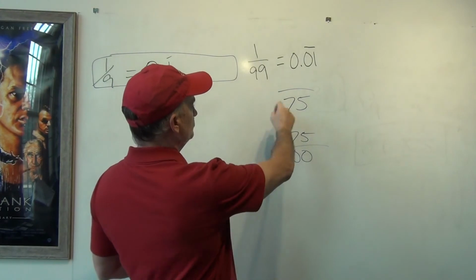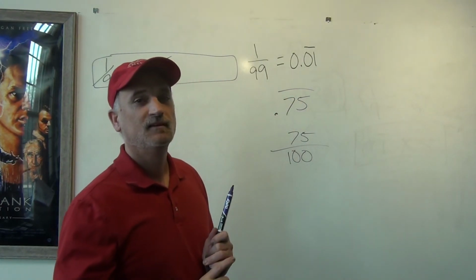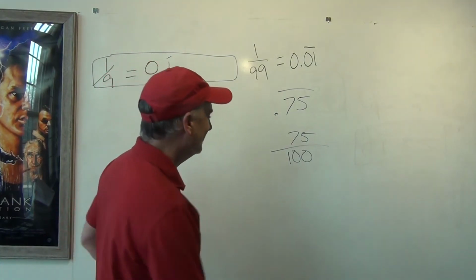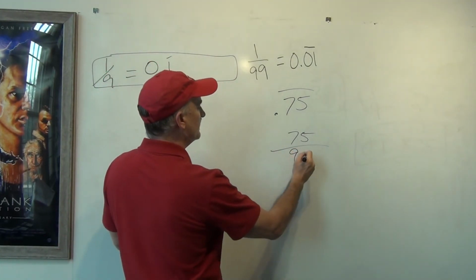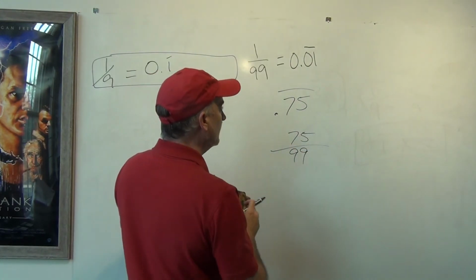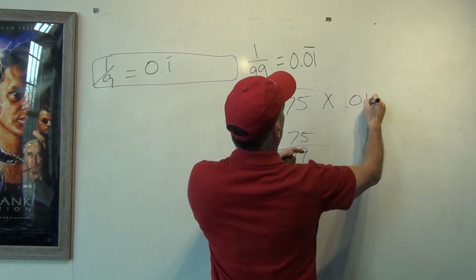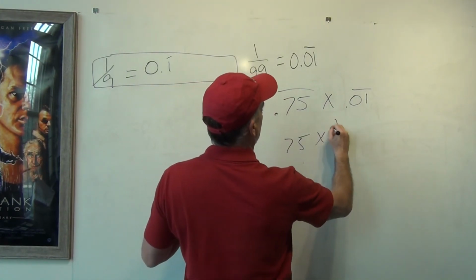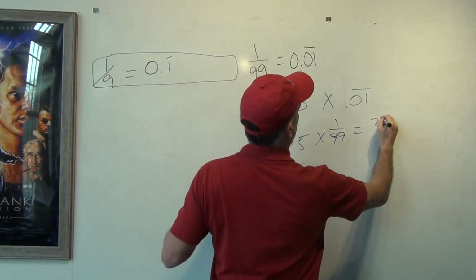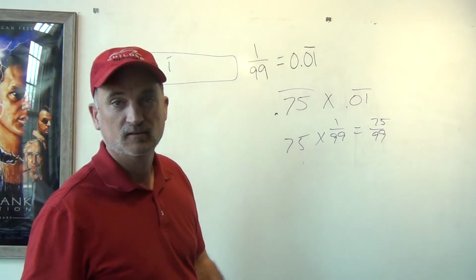So, 2 decimal repeater. What did I do wrong? Ah, you caught it. It's not over 100. It's over 99. Because, once again, over repeater, right? 75 times 1 over 99. So 75 over 99. Are you following me?